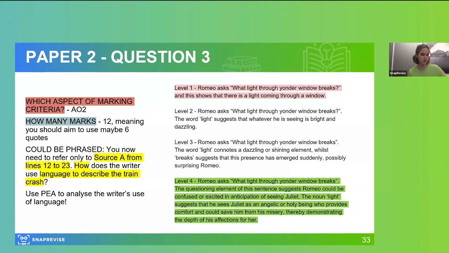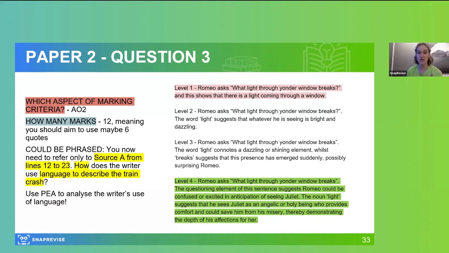So again, you're going to want to use PEA. I'm talking about Romeo here. I just wanted to show you again how you can go from a level 1 answer to a level 4 answer when using PEA in a bit more detail. So again, for this question, you want to be looking at language techniques. So you want to be looking at word choice of the nouns, the verbs, thinking about the adjectives, thinking about any imagery, thinking about tone, everything like that.